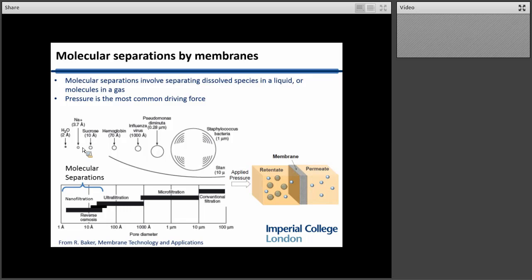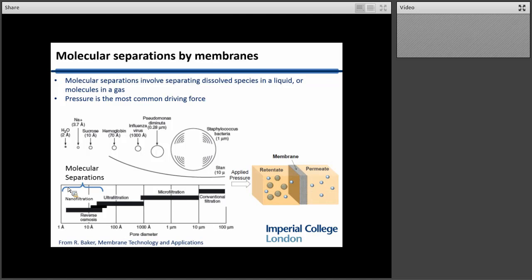Sodium is 3.7 angstroms. So typically the pore sizes that we would need in a membrane for molecular separation are in the range of an angstrom to 2 to 3 nanometers. When I talk about molecular separations in this area, I'm talking about things like ultrafiltration at the very tight end, nanofiltration and reverse osmosis. And we're talking about removing things that are dissolved in a liquid or separating molecules in a gas.